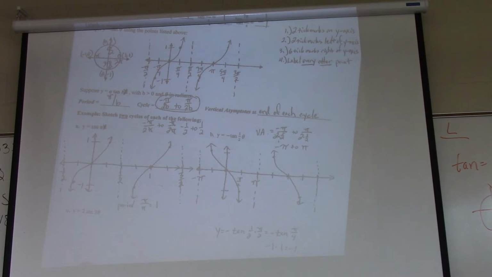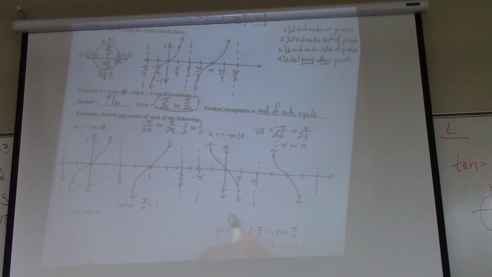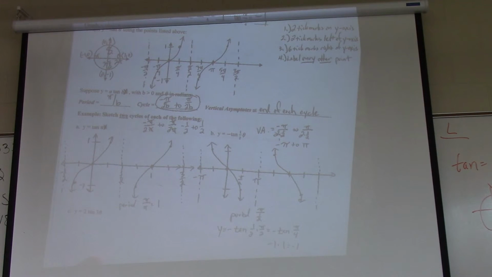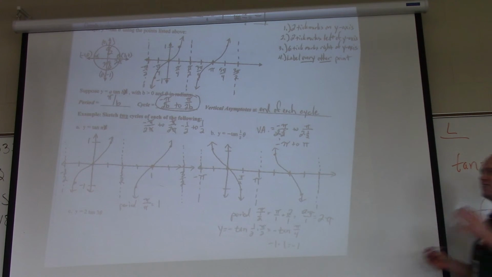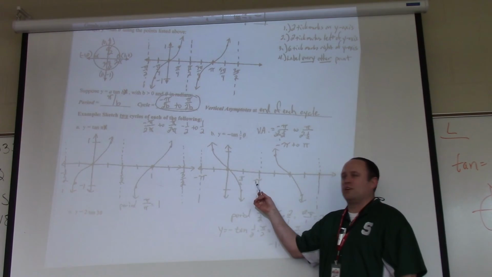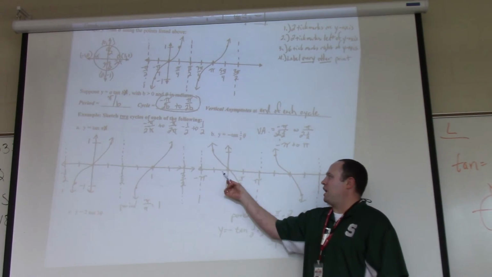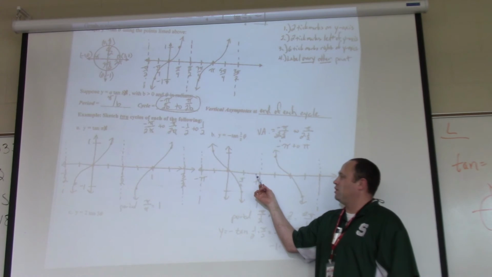Well, let's find the period. The period is pi over b. Pi over 1/2. Well, we just got done talking about how to do this. Pi divided by 1/2. Keep it, change it, flip it. So I get 2 pi over 1, which is 2 pi. That's my period. Which makes sense, because the distance between here and here is pi plus pi, which is 2 pi.